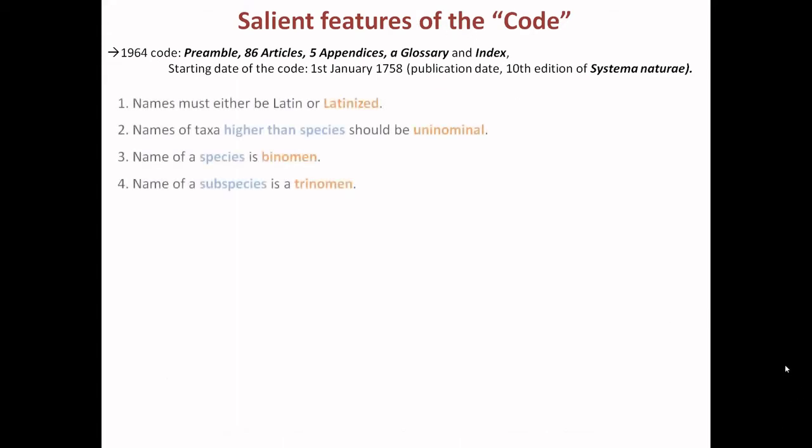So what are those codes? The name in the binomial nomenclature must be Latin, or if it is not Latin, it has to be Latinized. Names of taxa higher than the species should be uninominal, and the name of a species is binomial. So when it is the name of a species, it is a binomen, and there are two names. All the names higher up in the order are uninominal. And if there is a subspecies, it is a trinomen, so there are three names.